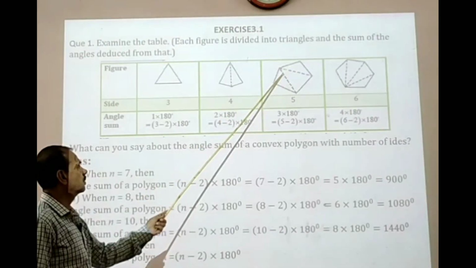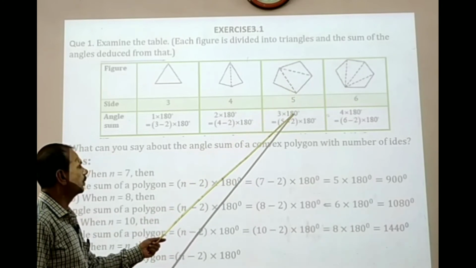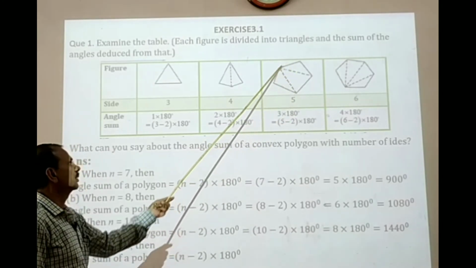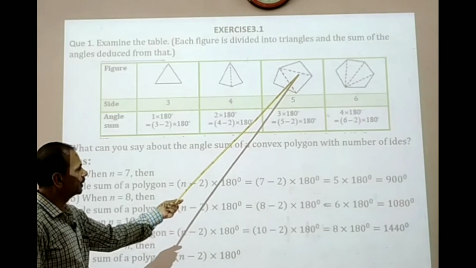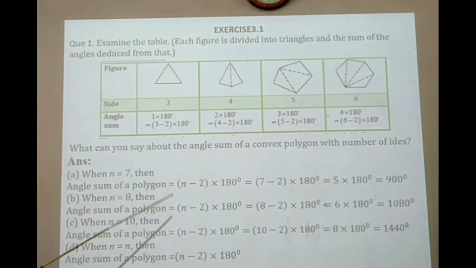Then what will be the sum of these angles? Here how many sides? 5. 5 minus 2 is 3. 3 multiplied by 180, you will get the sum of the interior angles. In the same way you calculate again. When n is equal to 7, then what will we get? N minus 2 multiplied by 180. N means here 7 sides. 7 minus 2, you will get 900 degrees.